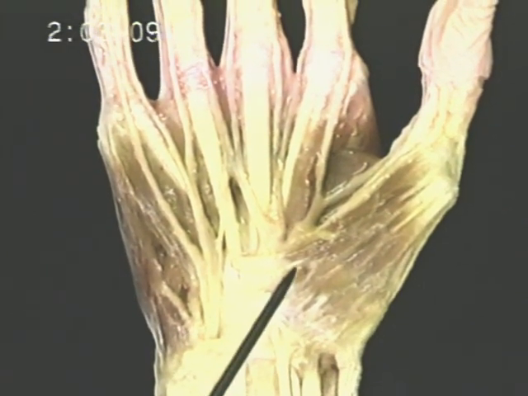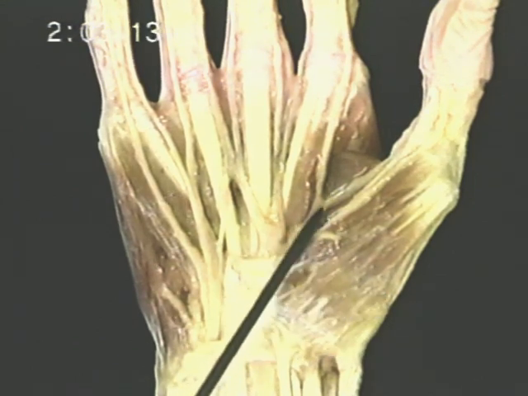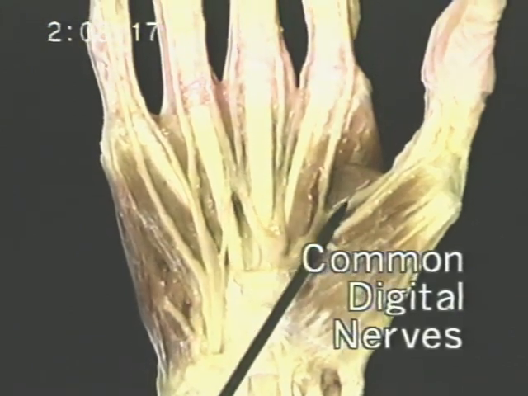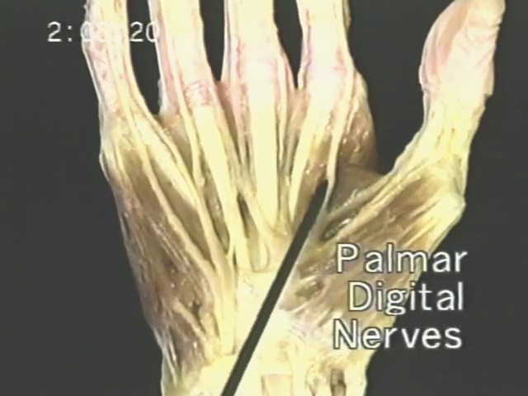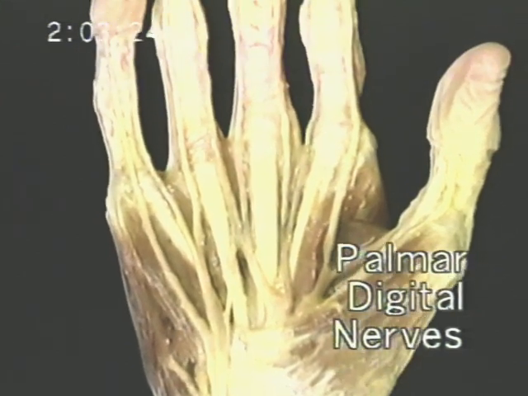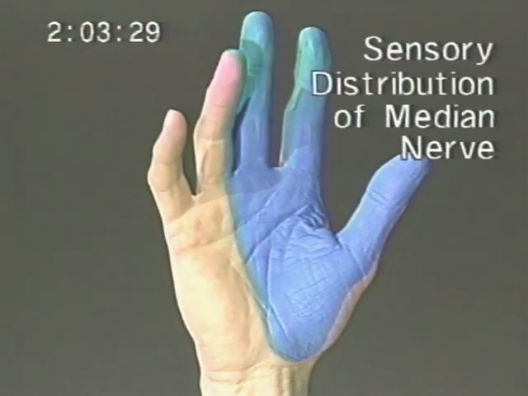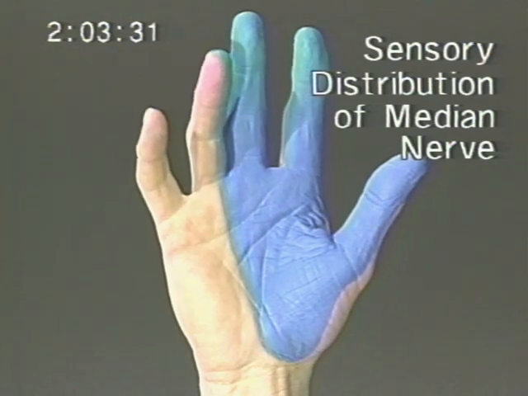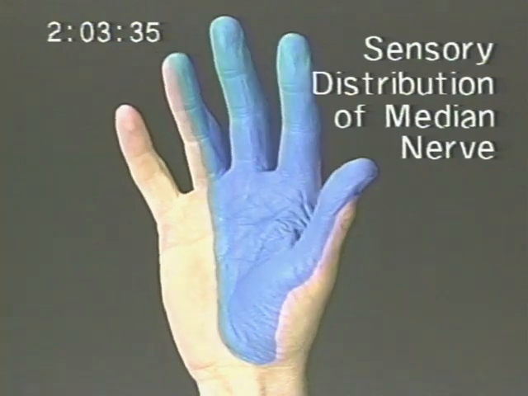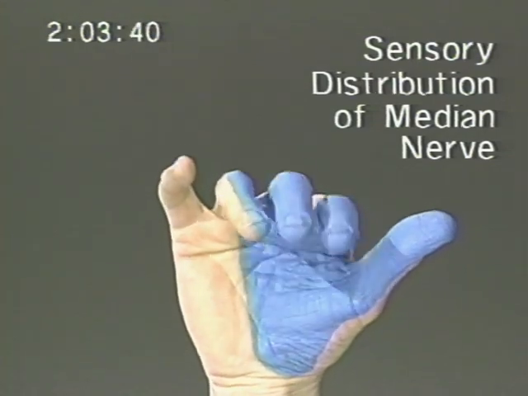The median nerve gives off this small motor branch to the thenar muscles, and then gives off these three common digital nerves. The common digital nerves break up into palmar digital nerves, two each for the thumb, index, and middle fingers, and usually one for the radial side of the ring finger. The median nerve typically provides sensation to the lateral half of the palm, the flexor aspect of the thumb, the index and middle fingers, and the radial side of the ring finger.